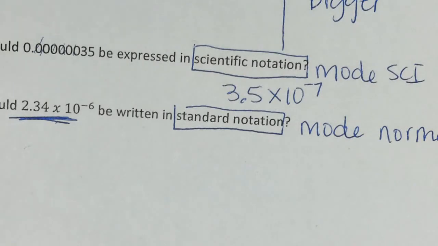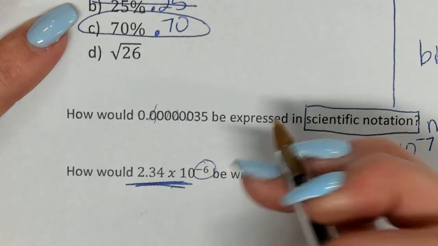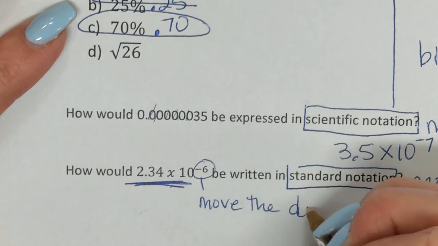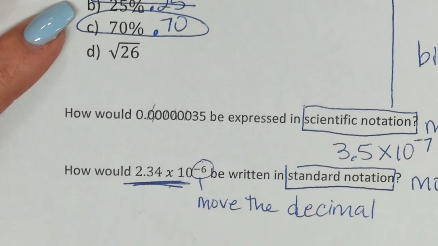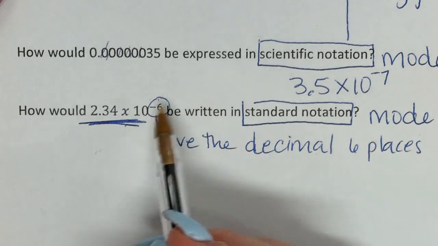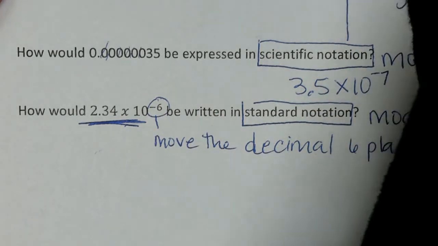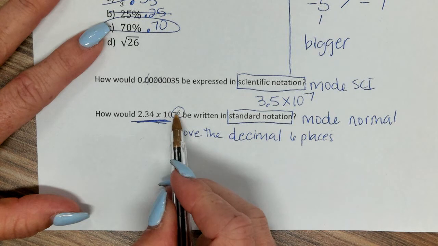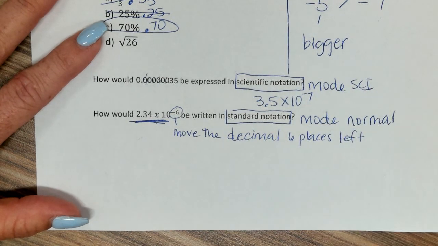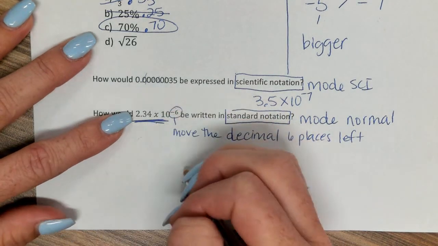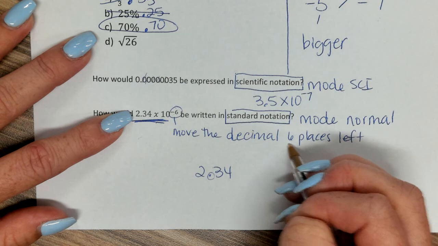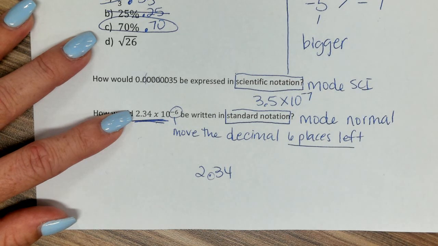So let's refresh ourselves. This number tells us what? Move the decimal. How many places am I going to move it? 6 places. If it's positive, I move it to the right. If it's negative, I move it to the left. So all I'm going to do is write 2.34 and move this decimal 6 places to the left.